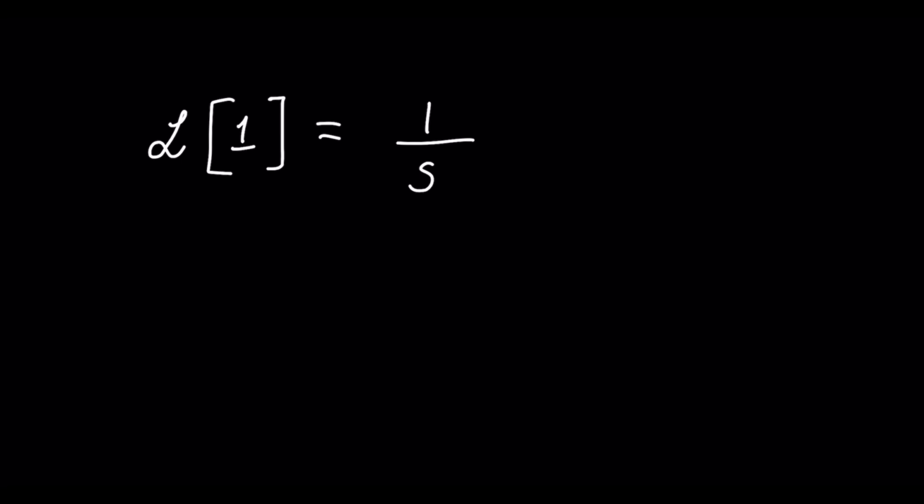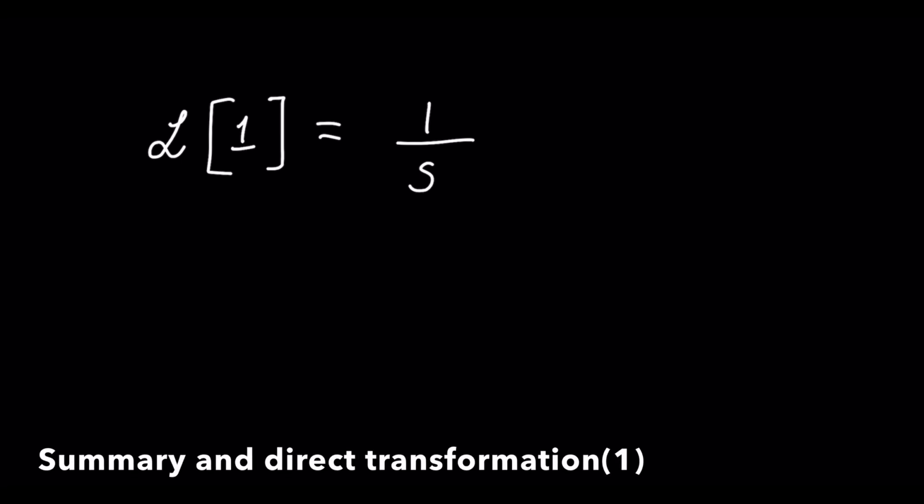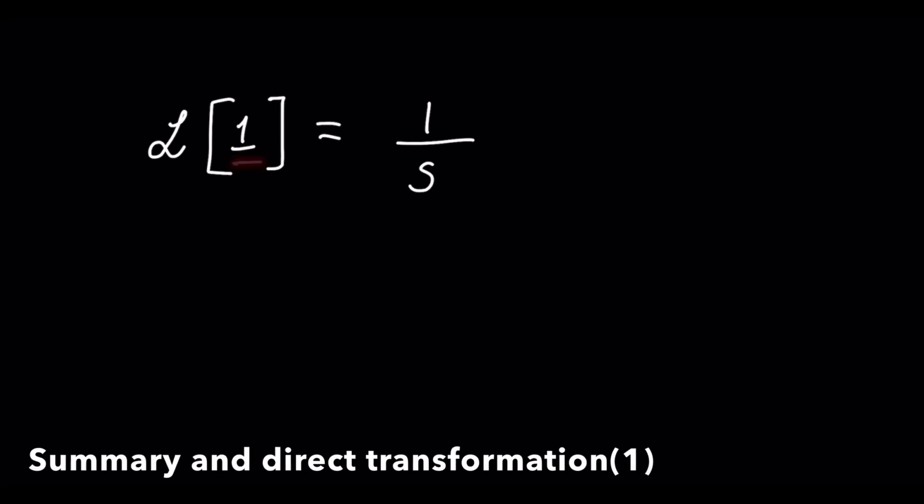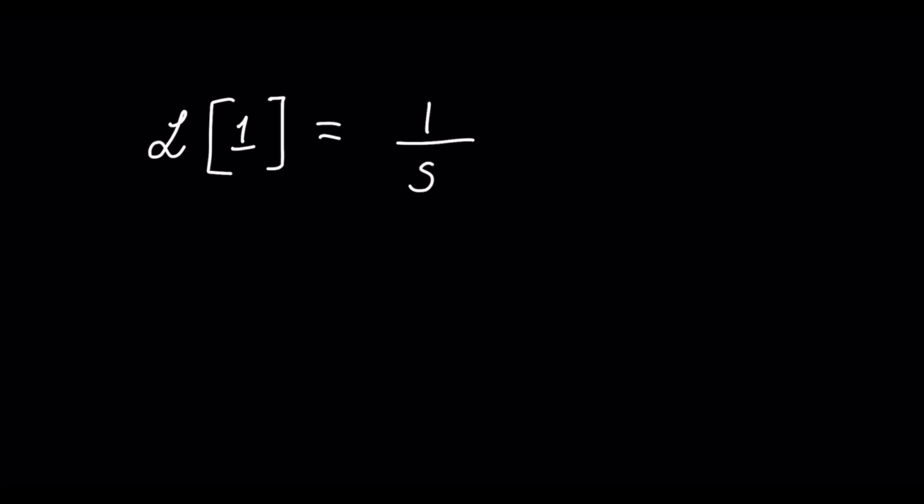So to summarize this, the Laplace transform of a constant, for example 1, is going to be 1 divided by s. Now let's assume that it is a constant such as 2 or 3. Then the Laplace transform of those functions will be equal to 2 divided by s and 3 divided by s respectively.